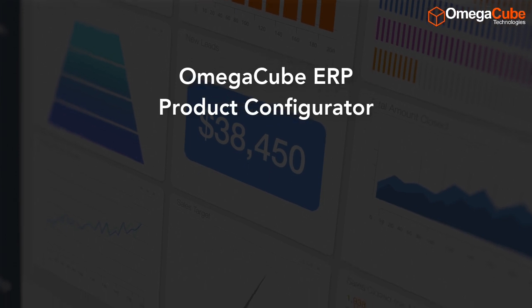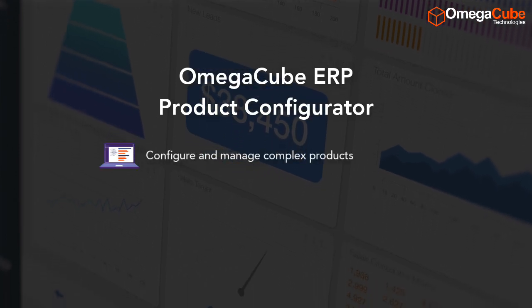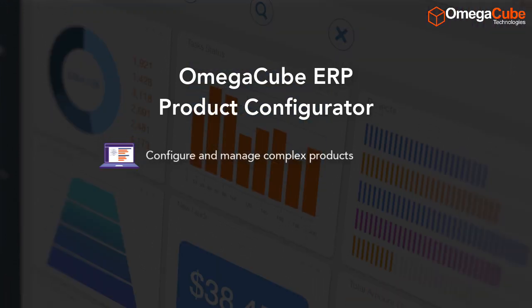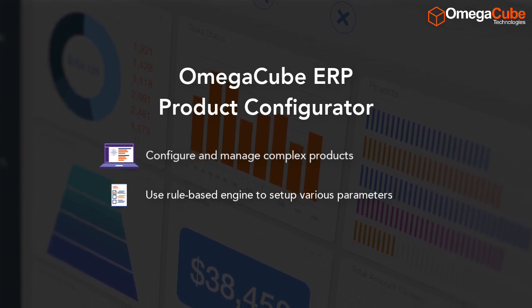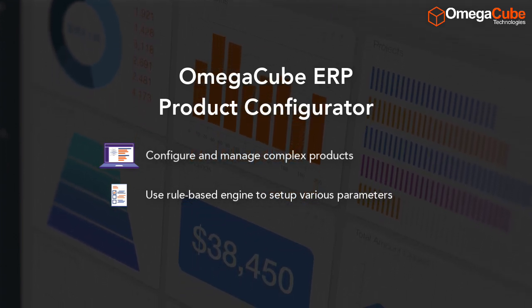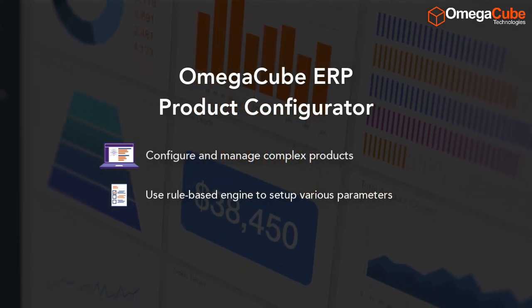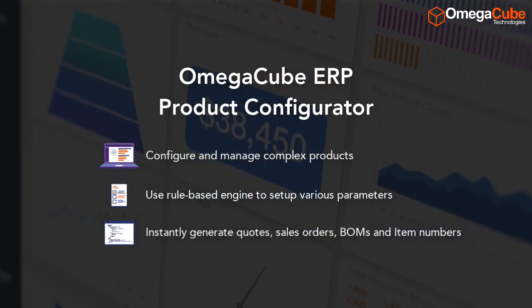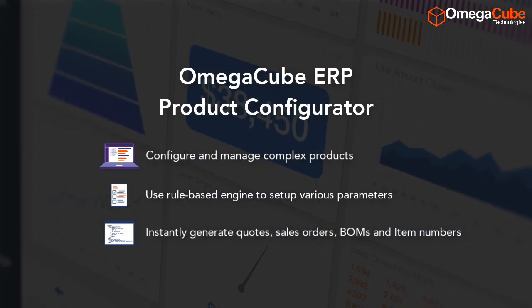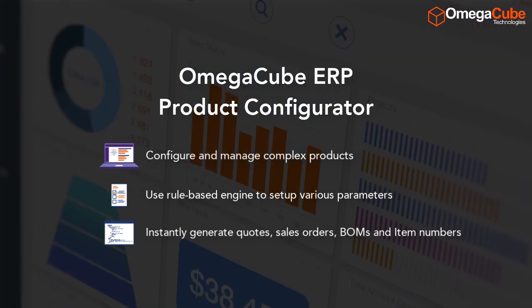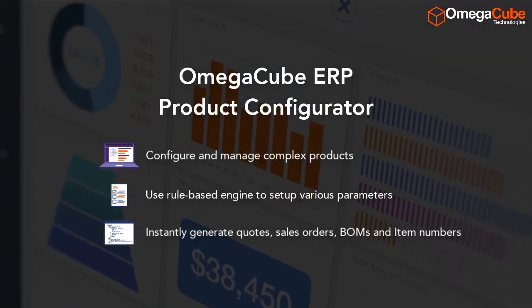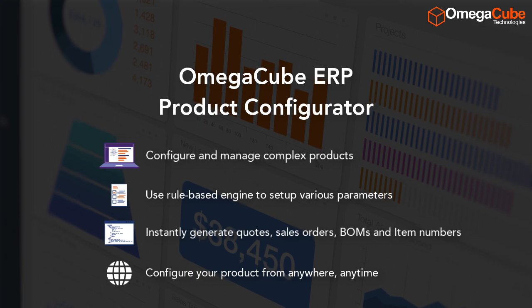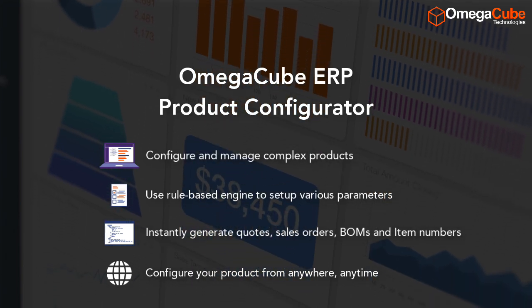With the product configurator tool, you can configure and manage complex, built-to-order products in real time. Its rule-based engine allows you to set up configurator rules, UI changes, user inputs, dependencies and ranges. As you configure, OmegaCube instantly generates accurate quotes, sales orders, detailed BOMs, BOM calculations, item numbers and production routings. With advanced mobility features, you can configure your custom product from anywhere.